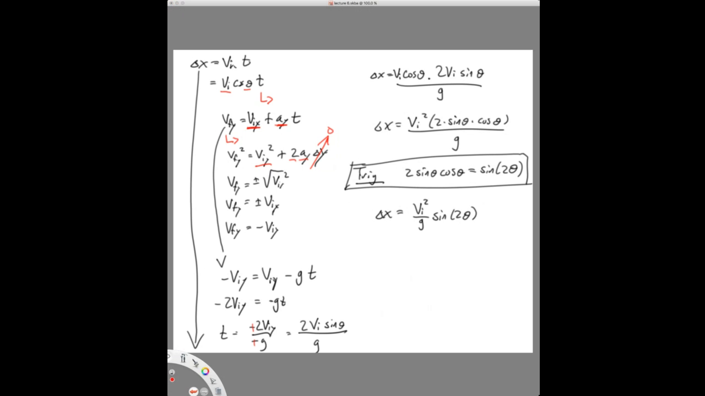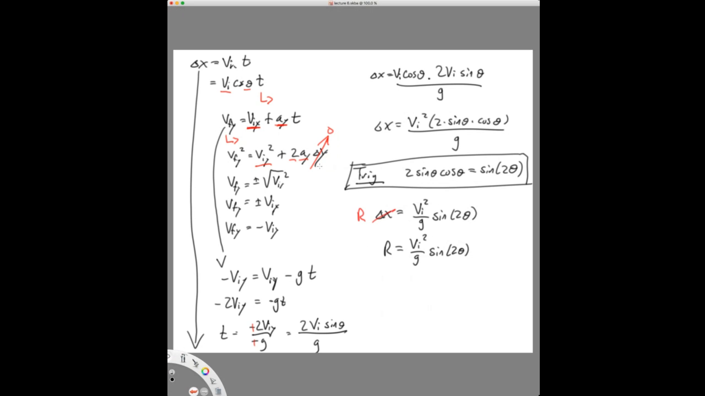Now this equation is useful enough that it gets its own name, and often this delta x is replaced with an r. So it's called the range equation. So we can say in this problem the range equals v initial squared over g times the sine of 2 theta. This is a very handy equation to use as long as we remember its limitation. Its limitation is that delta y has to be 0.